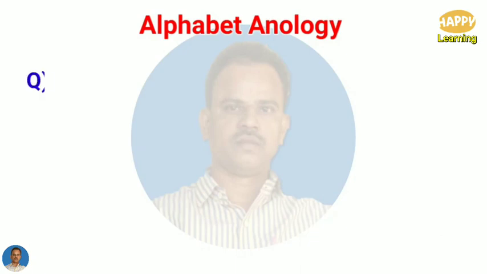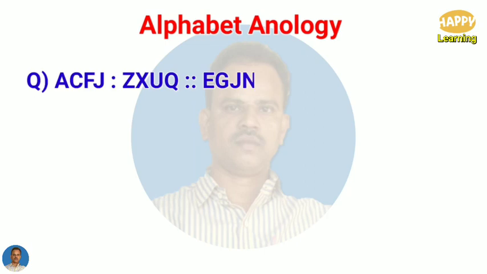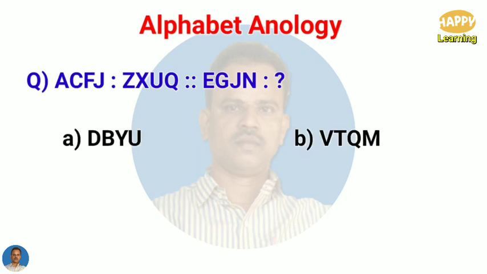Next question. ACFJ is proportionate to ZXUQ is same as EGJN proportionate to dash, and the options are DBYU, VTQM, VTRP, VUSQ.